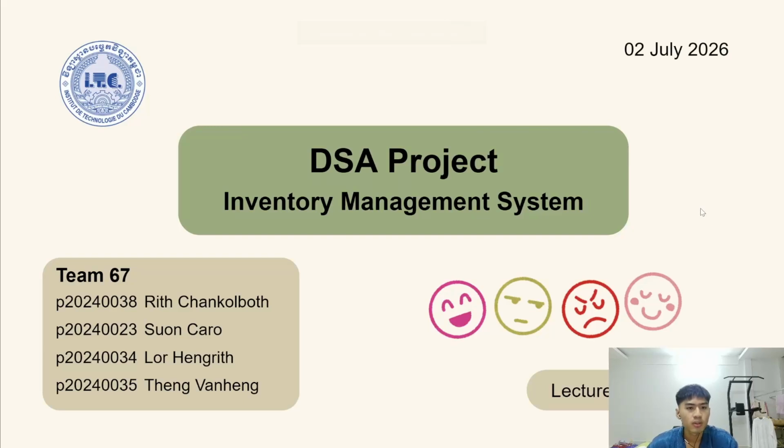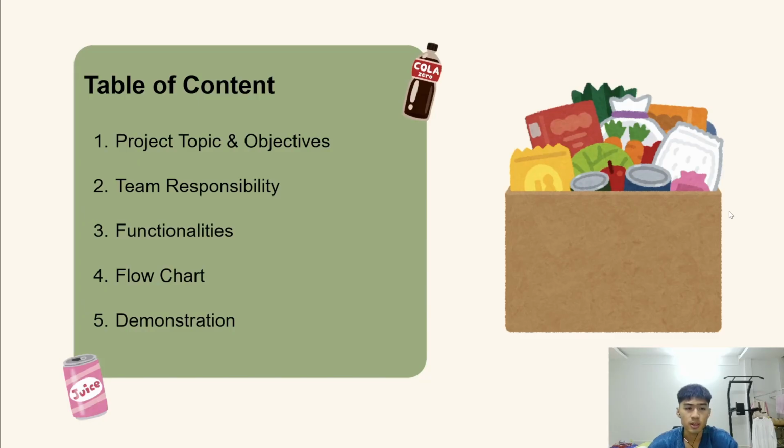Good evening. This is Team 67. We are doing an inventory management system. For our table of contents, we have our project topic and objective, our team responsibilities, functionalities, flowchart, and our demonstration.